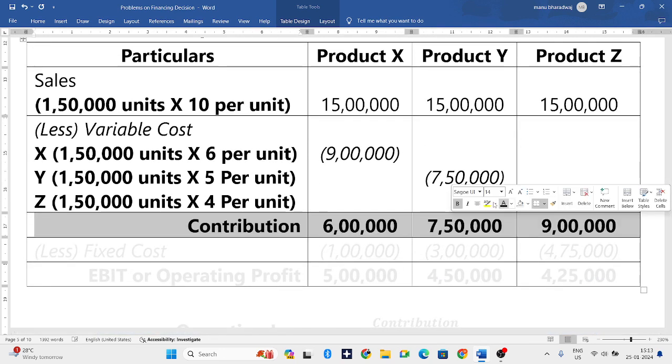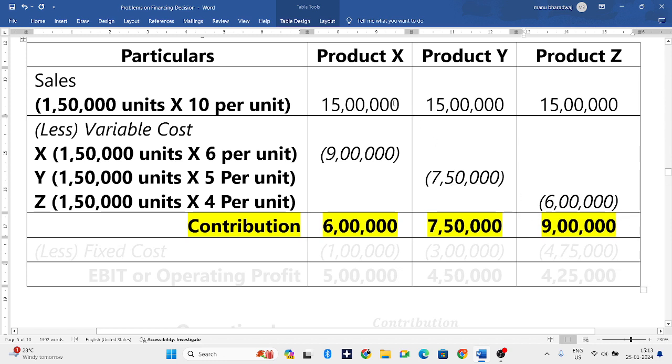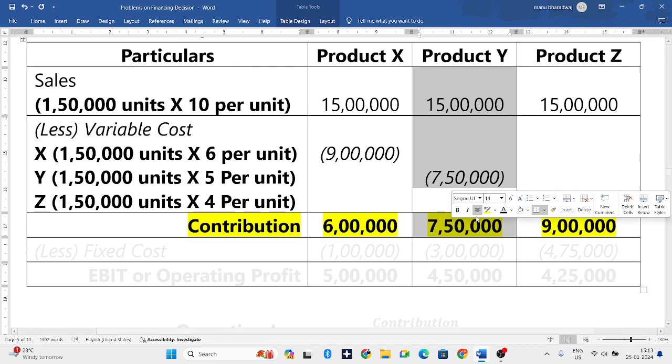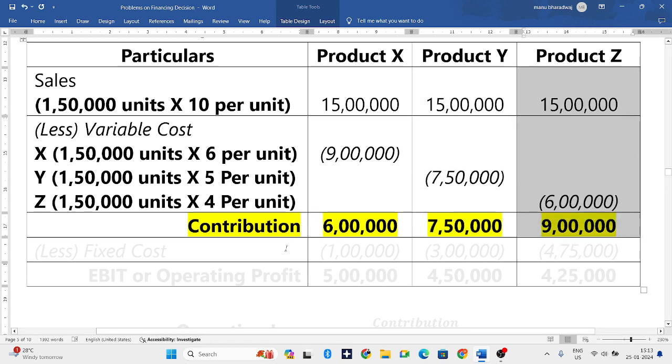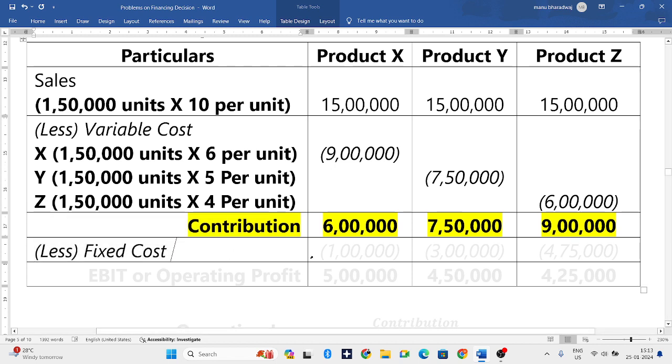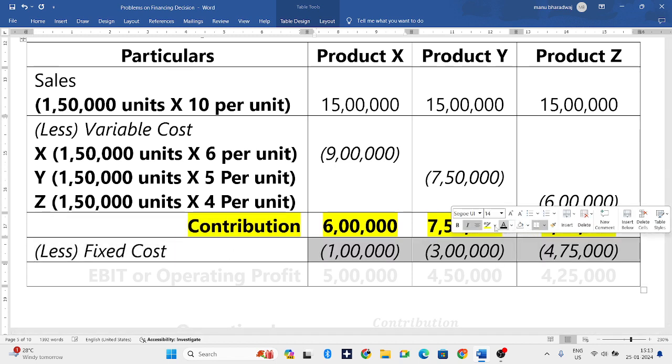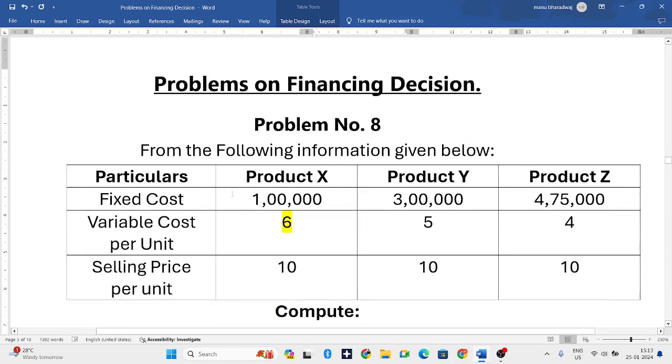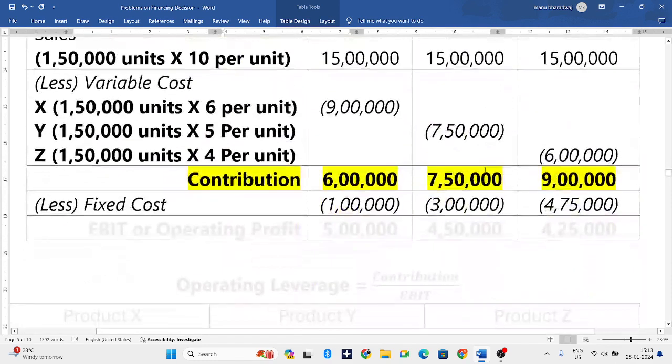When we subtract, we will get contribution. 15 lakh minus 9 lakh is 6 lakh. 15 lakh minus 7,50,000 will be 7,50,000. 15 lakh minus 6 lakh will be 9 lakh rupees. So we got contribution. From that we have to reduce fixed cost. In the question they have given the fixed cost. So for product X it is 1 lakh, product Y it is 3 lakh and product Z it is 4,75,000. The same fixed cost I have written here.